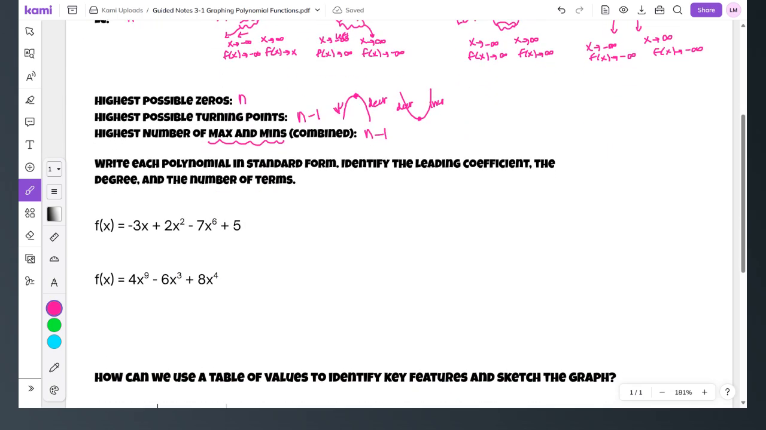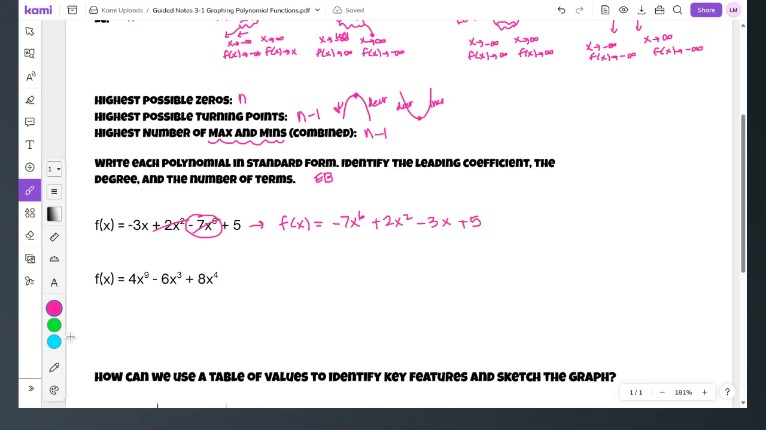All right, so we're going to write these polynomials in standard form. We're going to pick out the leading coefficient, talk about the degree and the number of terms, and we're also going to talk about end behavior. So for this polynomial in standard form, I want the highest power, and I take the number in front. So there's my largest power. I have a negative 7x to the 6th, plus 2x squared, minus 3x, plus 5.